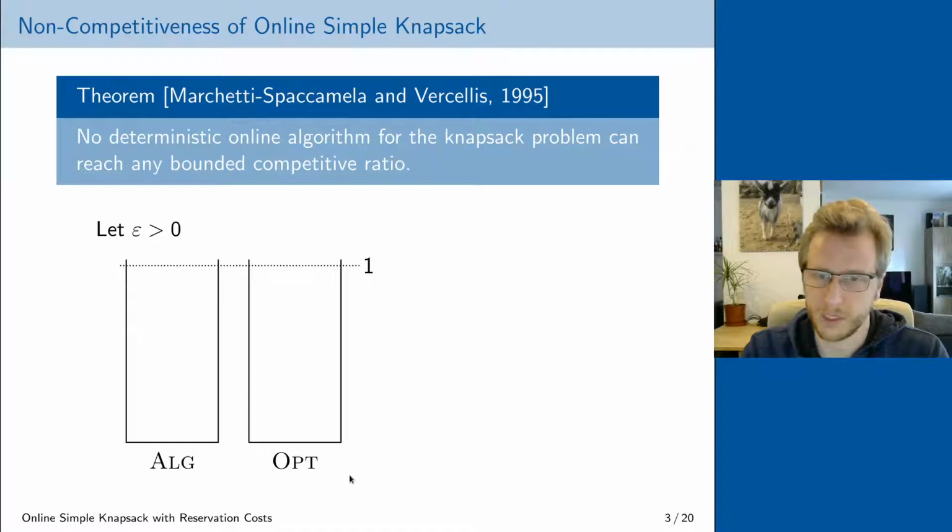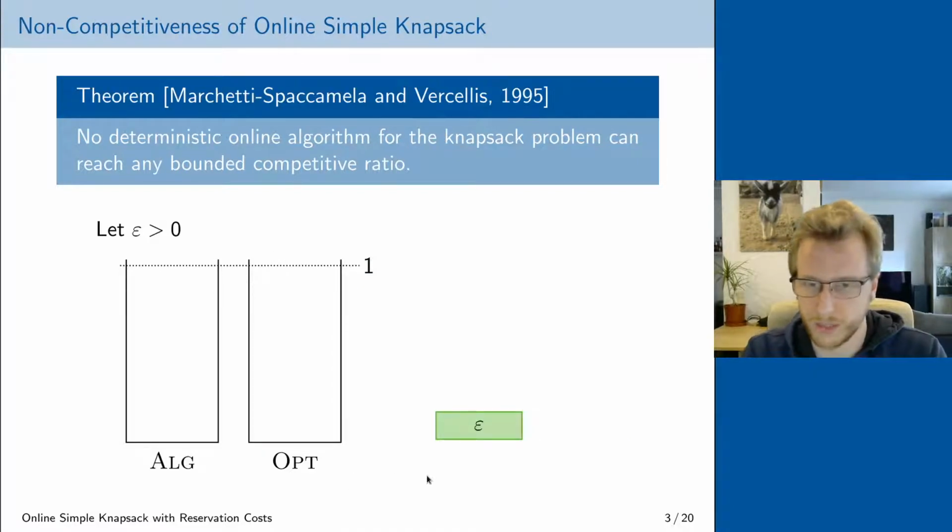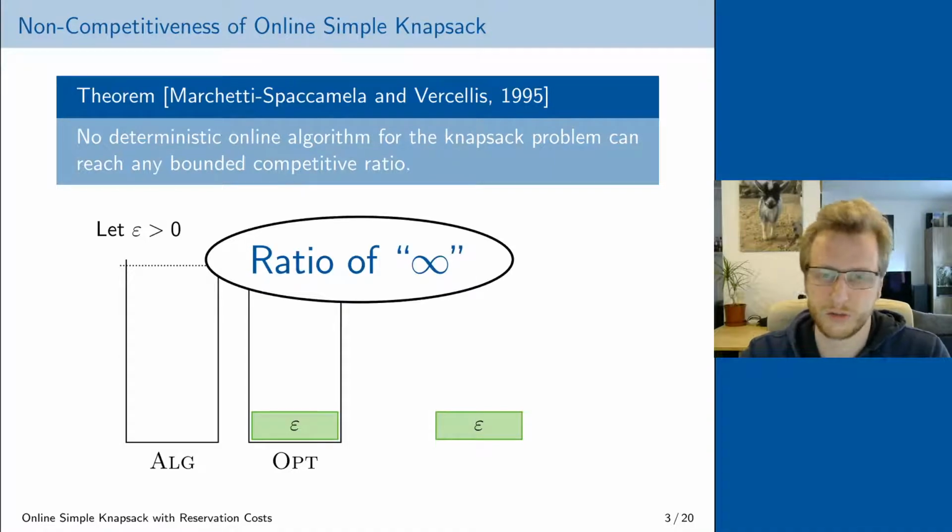So what happens if we look at the algorithms that would reject this epsilon? All right, so they do not pack this epsilon into the knapsack, so the adversary knows this and the instance simply ends. The instance only consists of this epsilon. So the online algorithm now has nothing in its knapsack, but the optimal offline algorithm, of course, packs this epsilon into its knapsack. Again, we would compare the fillage of the optimal offline algorithm against that of the online algorithm, and this isn't even bounded. So it's sort of infinite because we're dividing by 0 here. And this already was the whole proof.